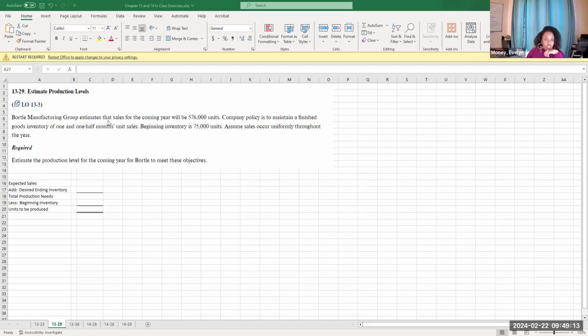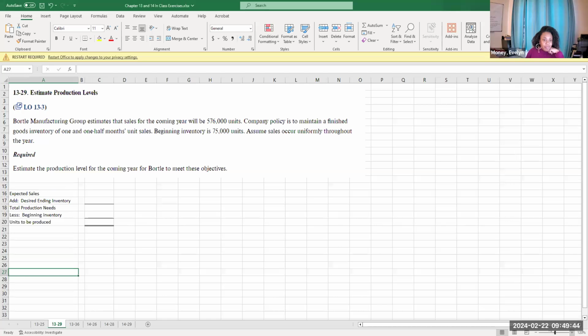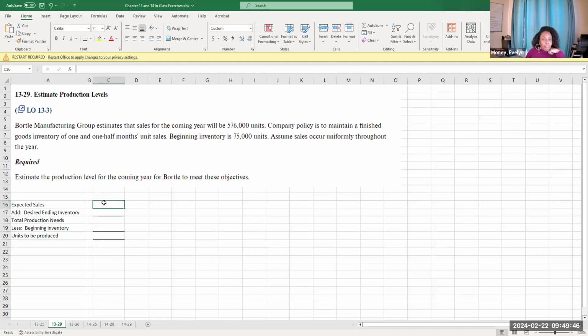So let's see, we have Wardle Manufacturing Group estimating that sales for the coming year will be 576,000 units. Company policy is to maintain a finished goods inventory of 1.5 months unit sales. Beginning inventory is 75,000 units. Assume sales occur uniformly throughout the year. We need to estimate the production level for the coming year for Wardle to meet these objectives. Let me make this a little bit bigger. Okay, now I can see it.